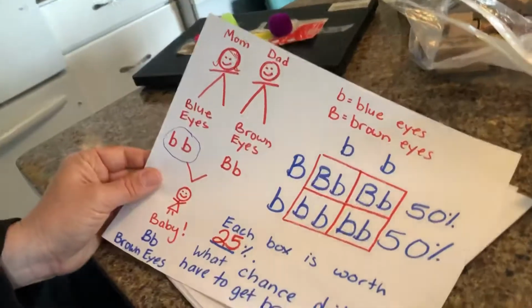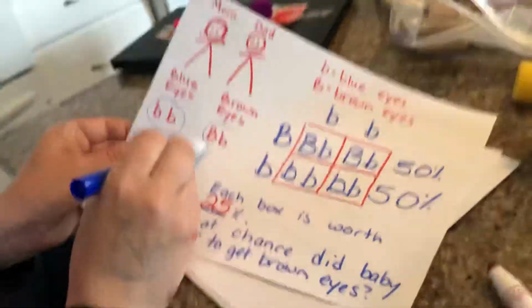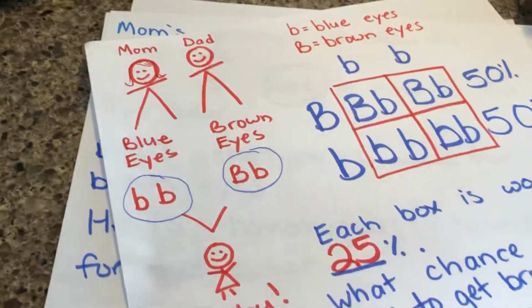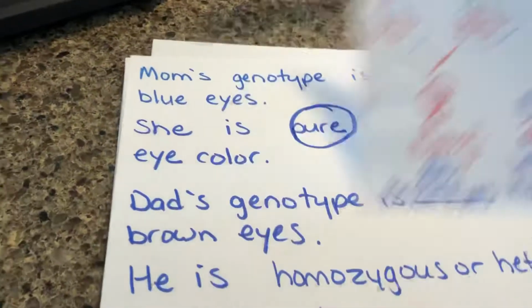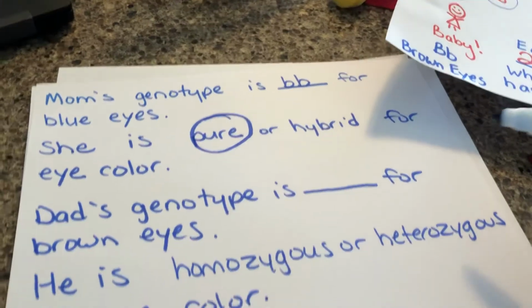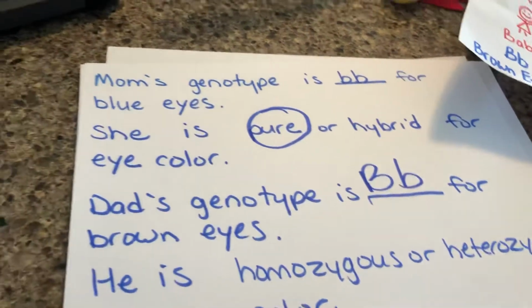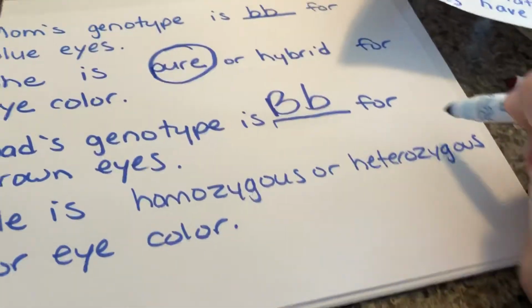Well, when I take a look at my paper, here's dad's genes. He's got a capital and a lowercase. He's capital lowercase, so he is hybrid. Actually, he's big B, little b. So he is heterozygous.